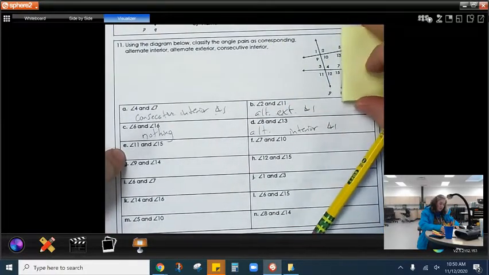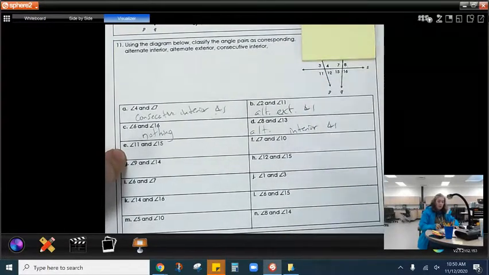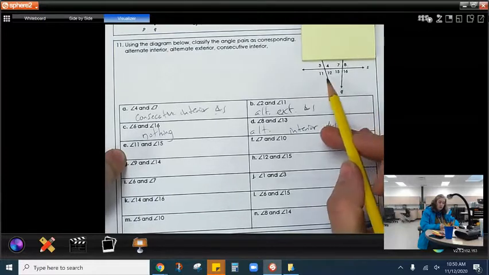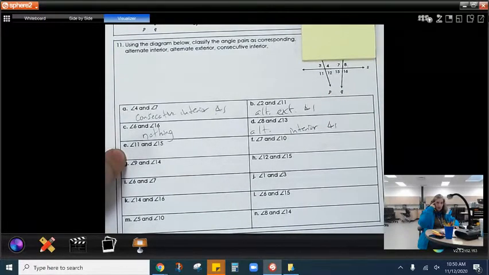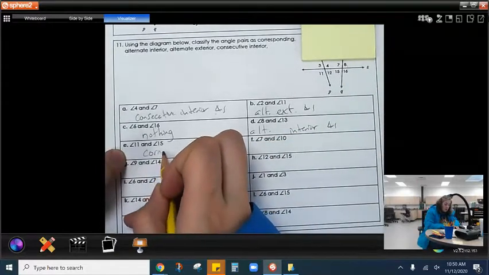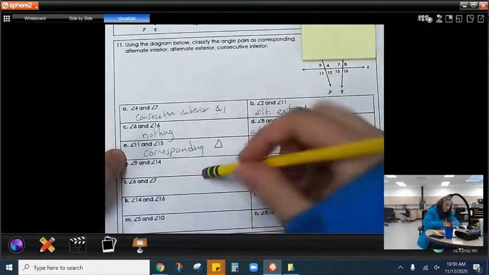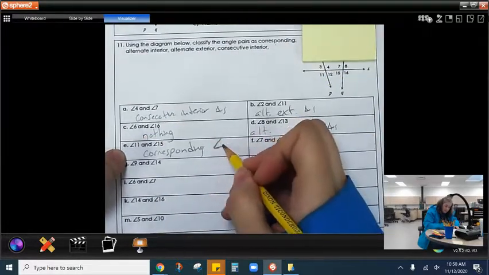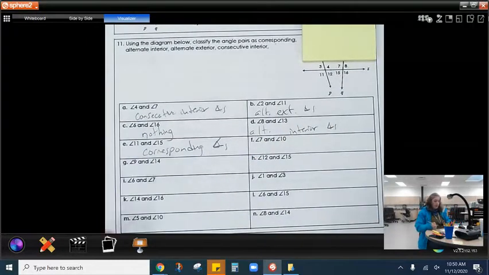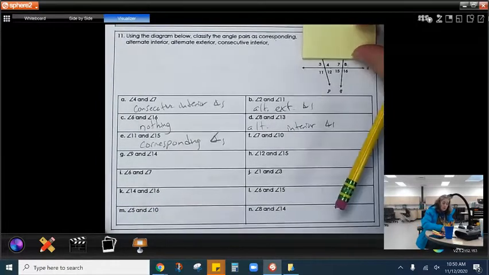We'll do angle 11 and angle 15 next. All right, angle 11 and angle 15. Line S is their transversal. And this is where we sometimes get kind of confused because it's like, well, they're not both inside, they're not both outside. Remember, there's also positioning, right? This is bottom left, this is bottom left. That makes them corresponding angles. So I want you to try the rest of them on this page. All right, try the rest of them and we'll go over the answers in just 1 second.